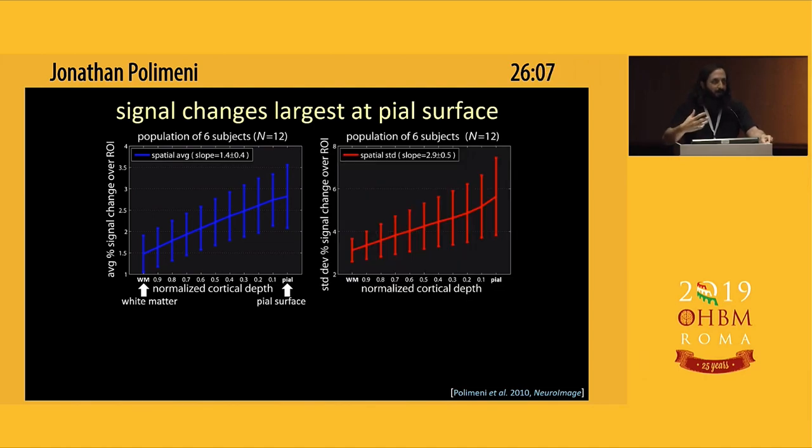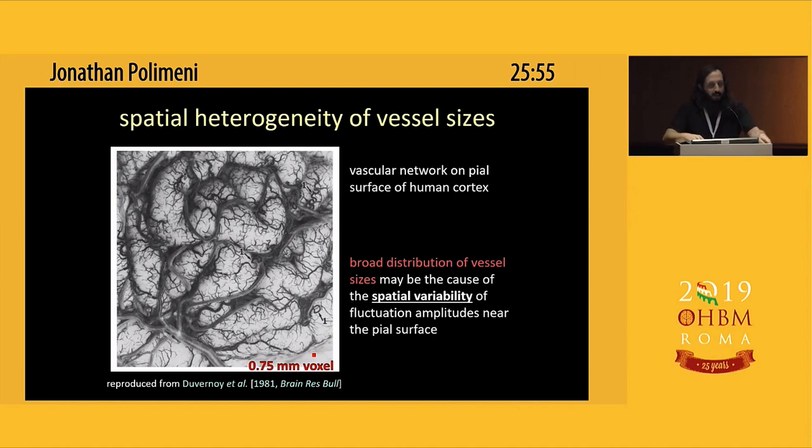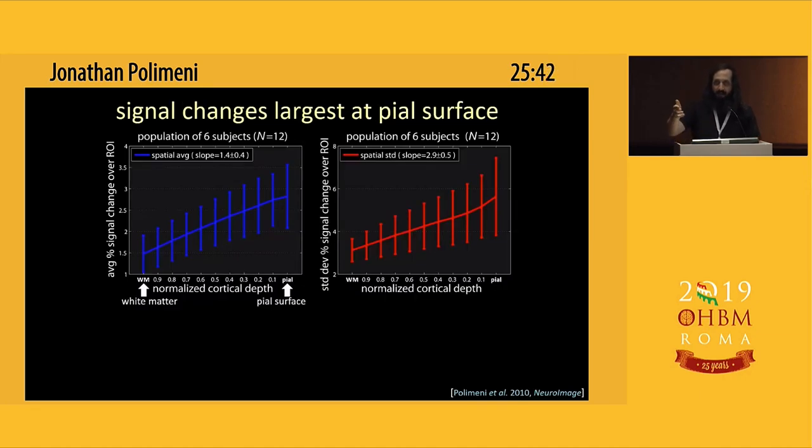We also looked at the spatial variability of the percent signal change, and what we saw was that near to the white matter, we saw pretty much the same kind of low, small percent signal changes everywhere. But when we sampled near to the pial surface, we saw both big percent signal changes and small percent signal changes, which we think are reflecting the spatial heterogeneity of vessel sizes on the surface. At the pial surface, we have both big vessels and small vessels. So you have capillaries at the pial surface, and these big vessels are somewhat sparse. So we think that this broad distribution of vessel sizes may be the cause of the spatial variability that I'm showing here on the red curve on the right.